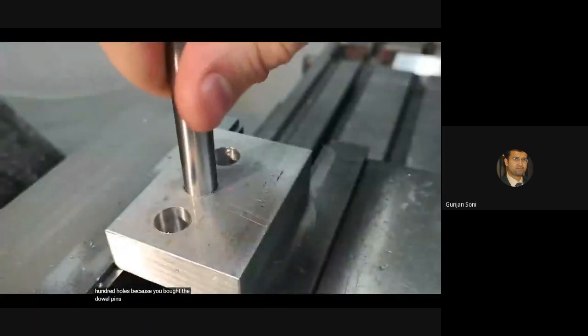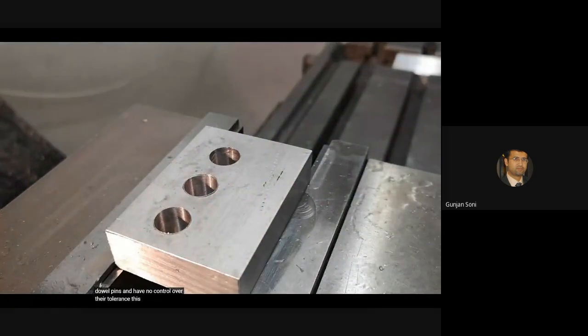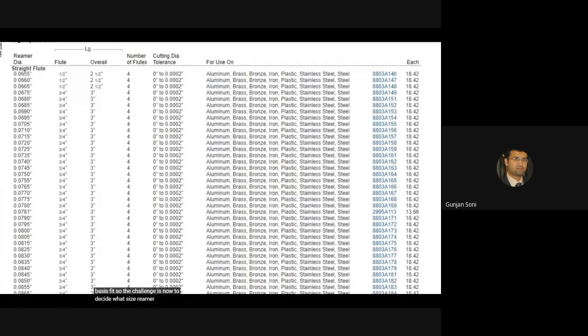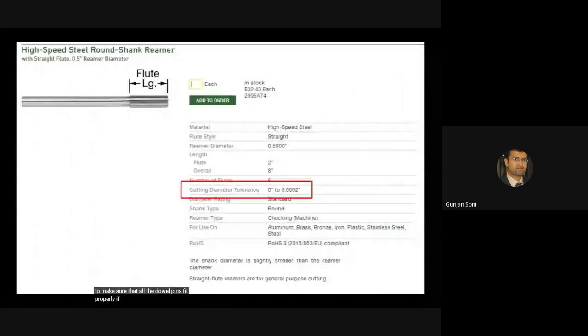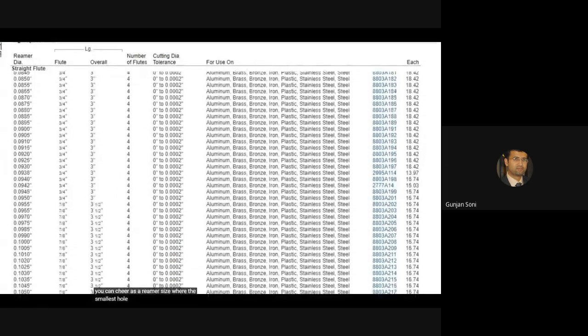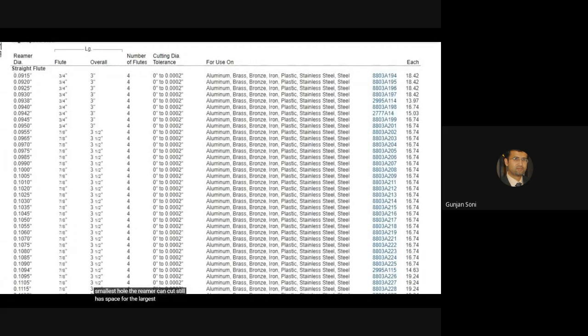Because you bought the dowel pins and have no control over their tolerance, this is called a shaft basis fit. So the challenge is now to decide what size reamer to use to make sure that all the dowel pins fit properly. If you know the tolerance range you can expect from your reamer, and you know the tolerances of the dowel pins, you can choose a reamer size where the smallest hole the reamer can cut still has space for the largest dowel pin.